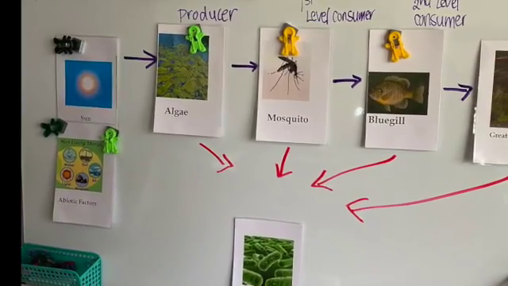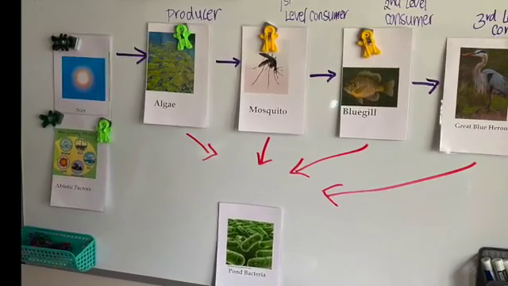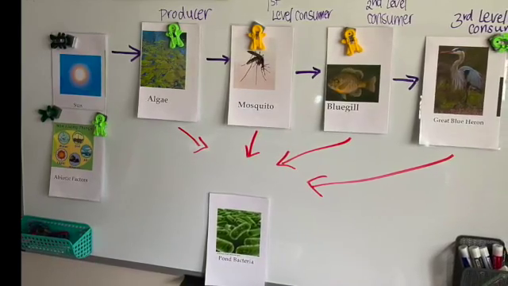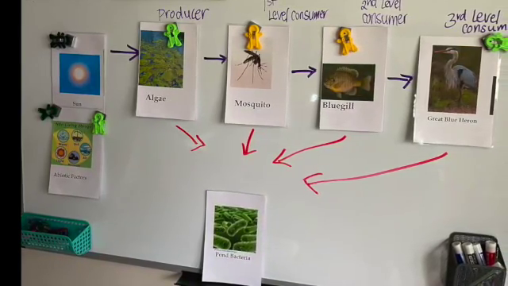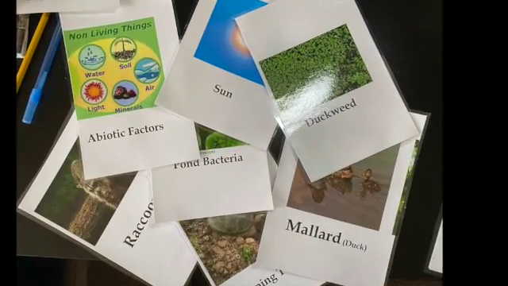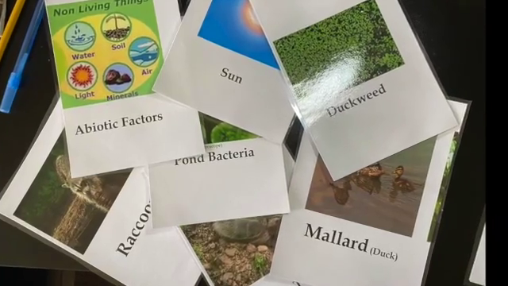The dead plants and animals will be broken down by the pond bacteria, which is our decomposer. This is just one example of energy flow in an ecosystem. Here's another set of cards. Let's build another food chain.